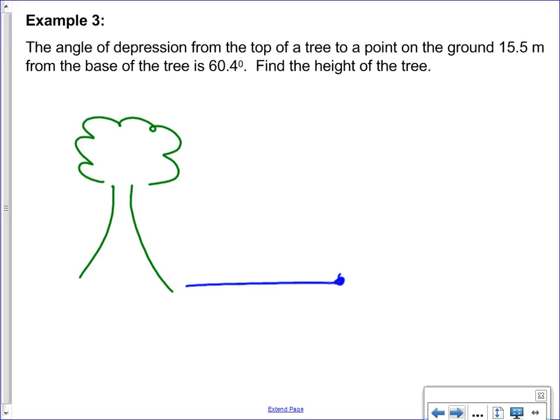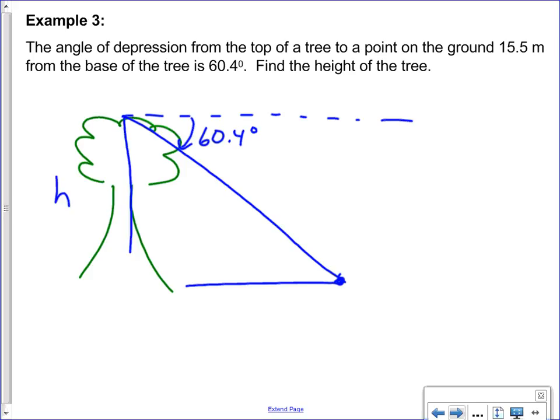So the angle of depression from the top of the tree to the point on the ground is measured from the horizontal line of sight. So you need a horizontal line. Your angle of depression is actually right there. So this is 60.4 degrees. We want to find the height of the tree.